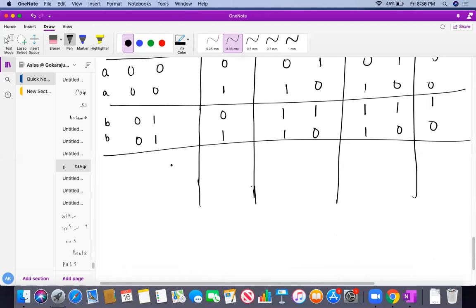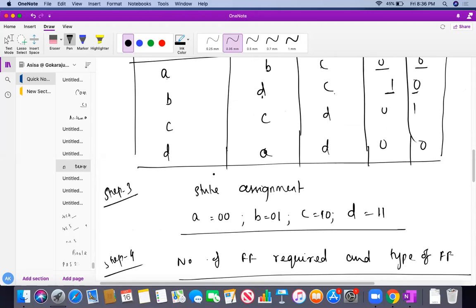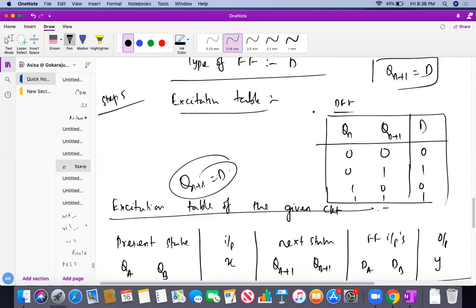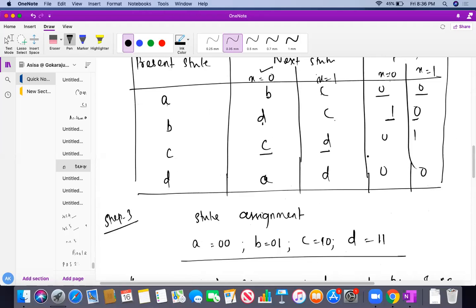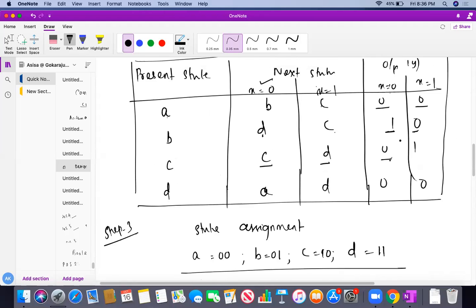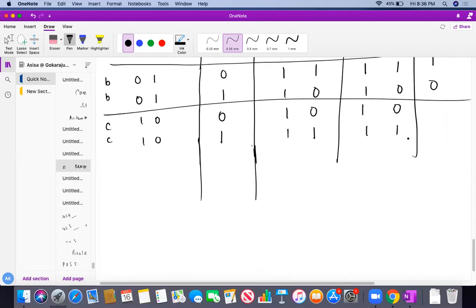Next is C. C is 1, 0. Next, what is my input? Input 0 and input 1. For that case, what is my next state? C for input 0, D for input 1. C means we can write down 1, 0, D means 1, 1. So what is my DA, DB? Same, you just have to copy. What are my outputs? For input 0, output is 0. For input 1, output is 1. So 0 and 1.